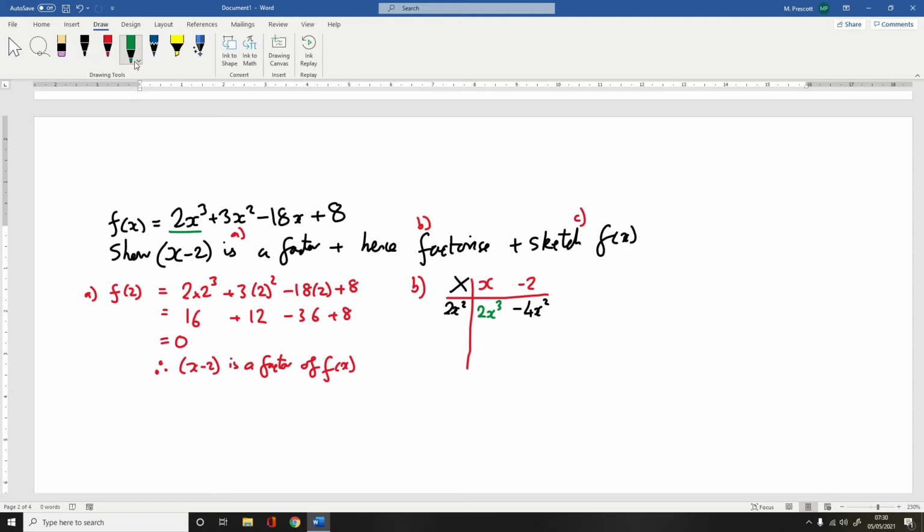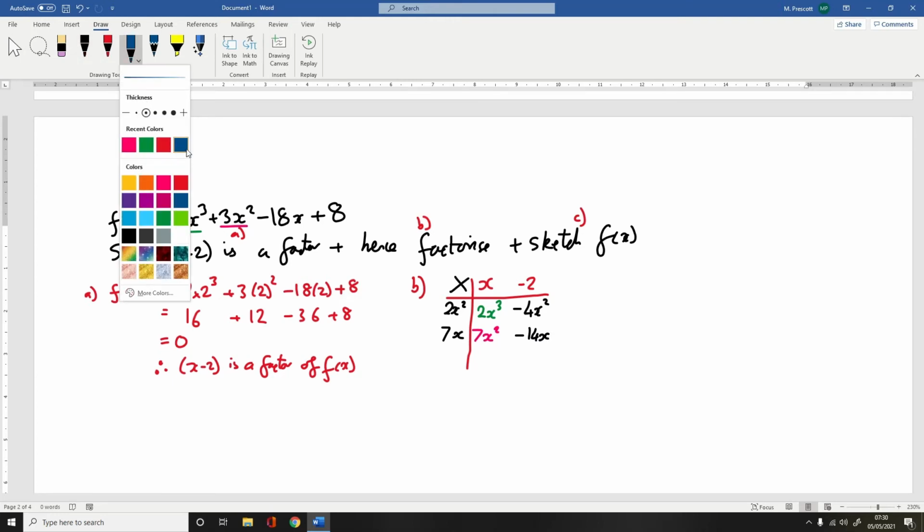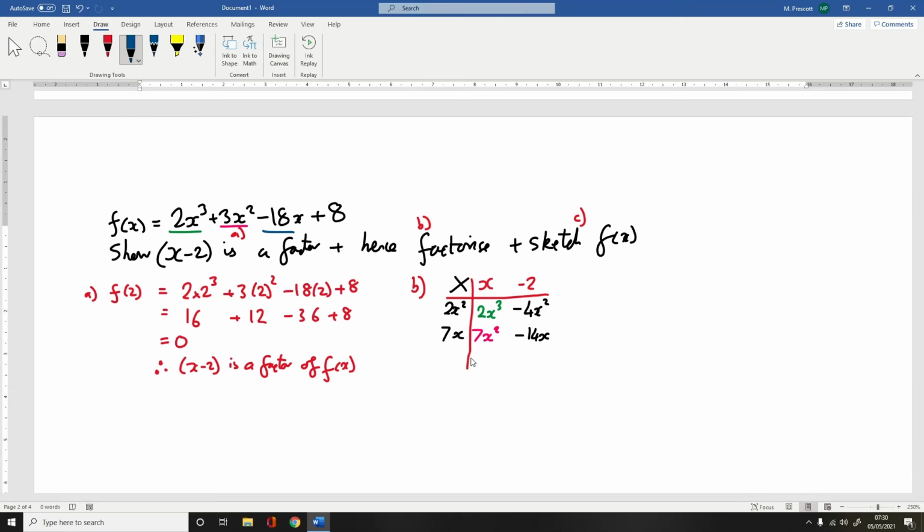But we don't want minus 4x squared. We want 3x squared. How do we get there? We add 7x squared. So those two have to add up to our 3x squared. If that's 7x squared, that means this is 7x. And it means this is minus 14x. But we don't want minus 14x, we want minus 18x. So we want another minus 4x. So those two have to add up to minus 18x. So this is minus 4. So this is plus 8. And yeah, that's exactly what we want, so we know we've not made any mistakes there.